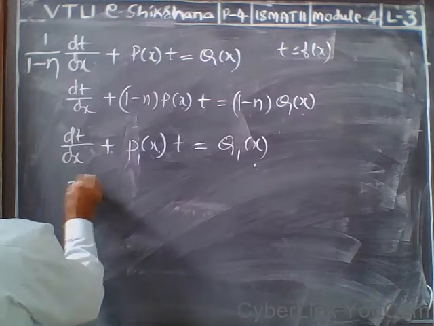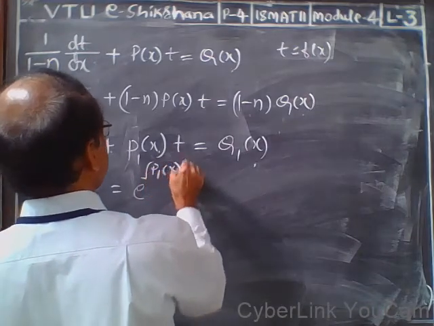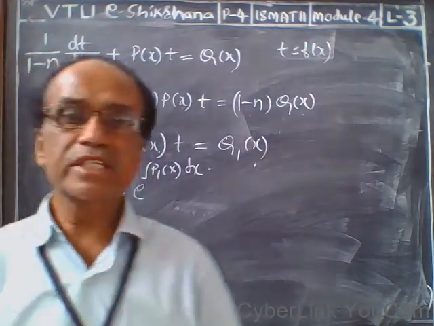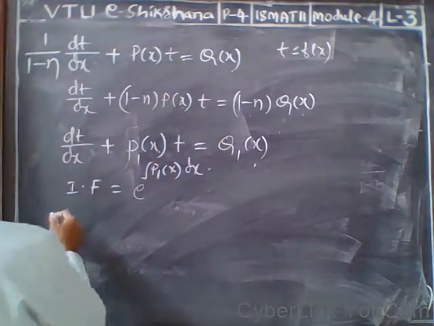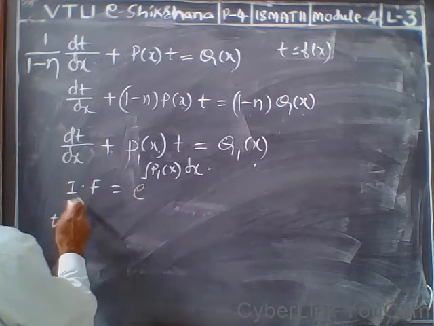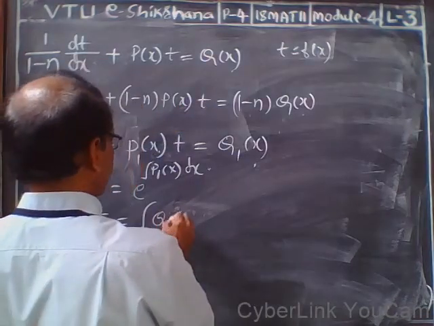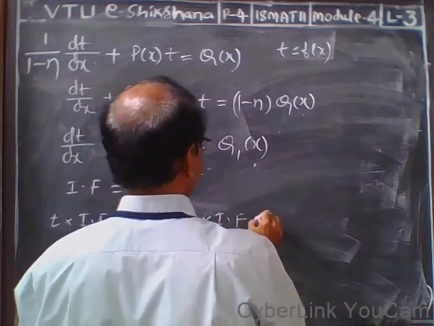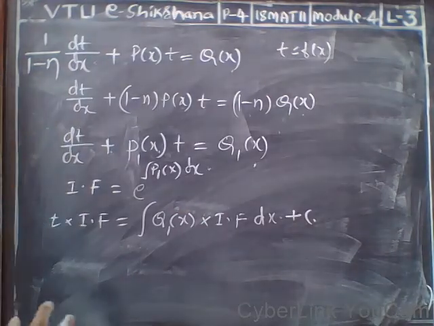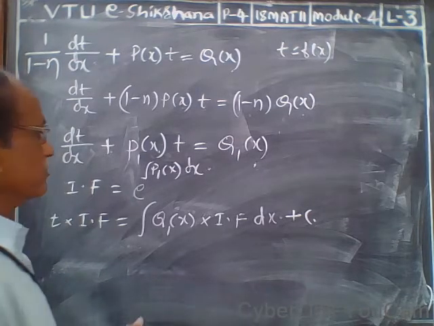What is your integrating factor in this? Therefore, the integrating factor you can consider is exponential to the power integration of p1 of x into dx. Whatever integrating factor you get, you can use it to write the final solution of the differential equation in this way. The dependent variable here is t, so t into IF on the left side, and on the right side, whatever the function is, that should be integral of q1 of x into IF dx plus a constant. This is the solution procedure, where the integrating factor calculation helps convert a non-linear differential equation into a linear differential equation.